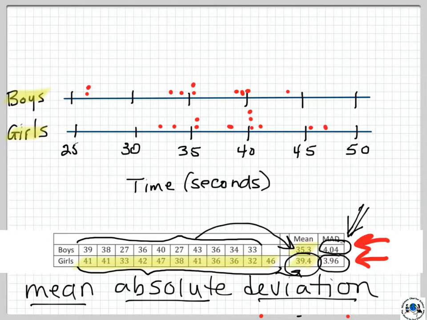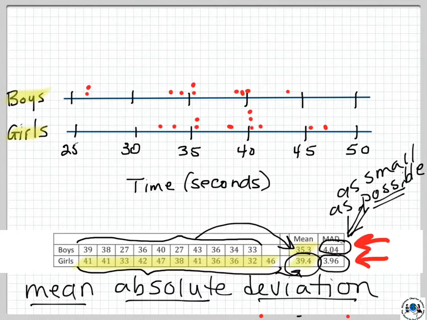Just as a general rule, the higher this number, the worse. So you're looking for this number to be as small as possible, because you want all of the values as close as possible to the mean. If that mean absolute deviation was 0, all of these numbers would be the same. Let's say for the girls, all of these numbers would be 39.4 throughout. That's the only way you could get that, and that's very highly unlikely. So you want this mean absolute deviation to be as small as possible, which means the smaller it gets, the more clumped your data is going to get.